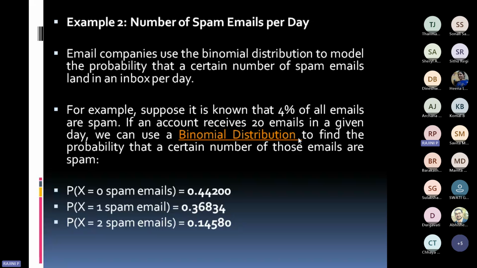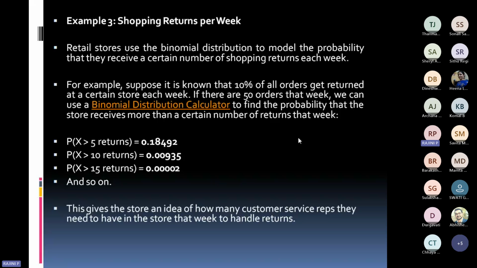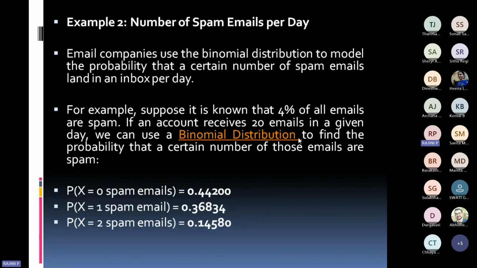Clear? And next one, here is the example I gave. Suppose there are 20 mails. Okay, 20 mails I have received. Now I want to check what is the probability that among the 20, 3 mails are spam emails. So for the calculation of that probability, we apply the binomial distribution.